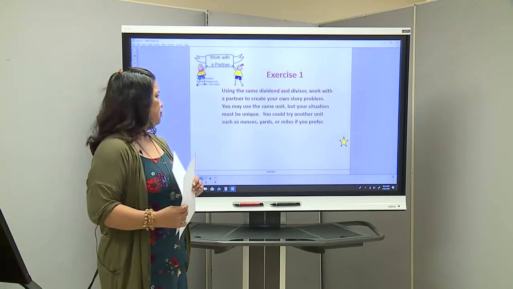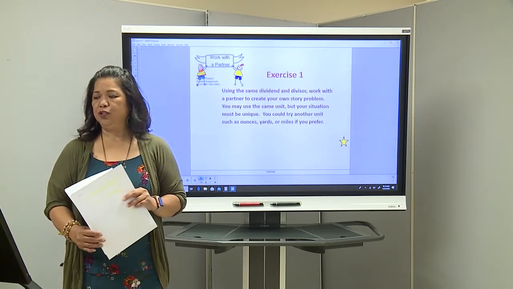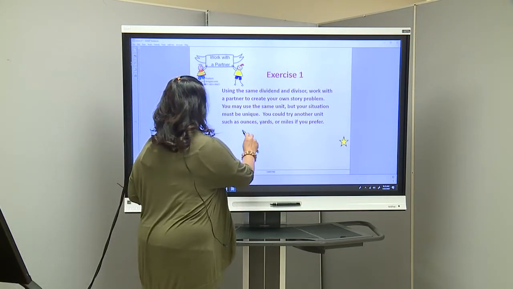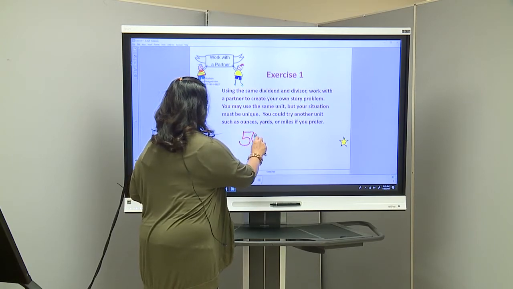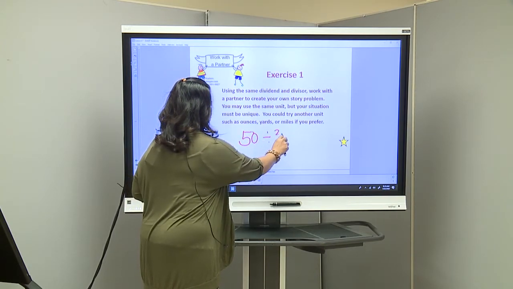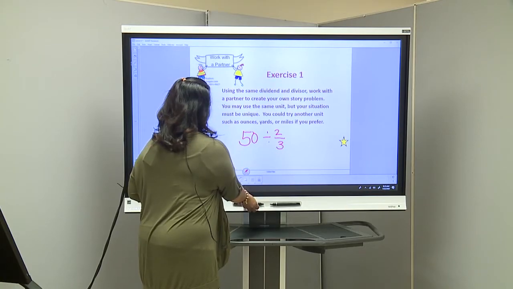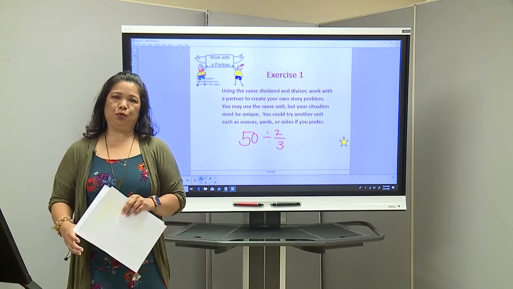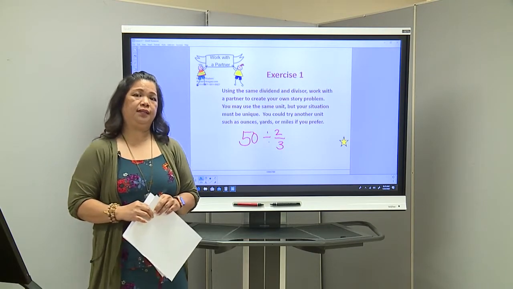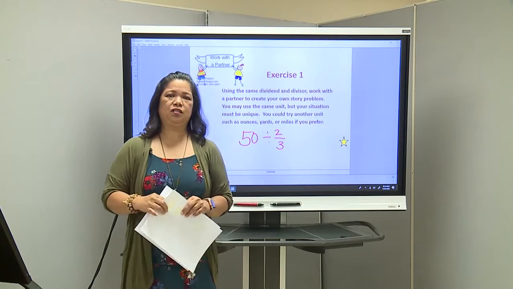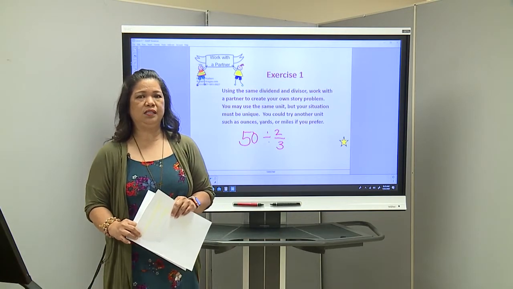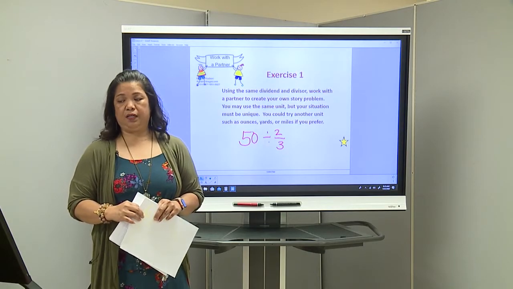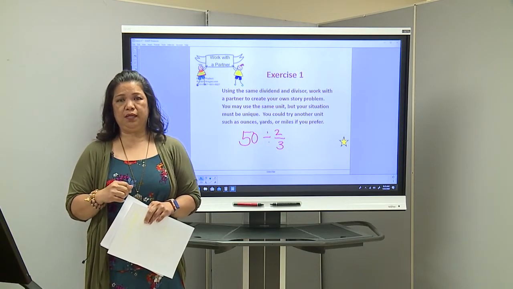What I want you to do for exercise 1 is use the same dividend and divisor. And what is that? That is 50 divided by 2/3. Then I want you to create your own story problem. If you have someone with you right now, you can encourage that person to help you out with this and write your own story problem about 50 divided by 2/3. You may use the same unit, okay?